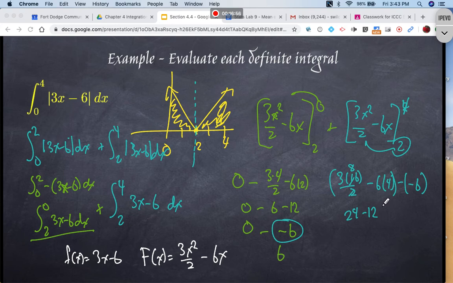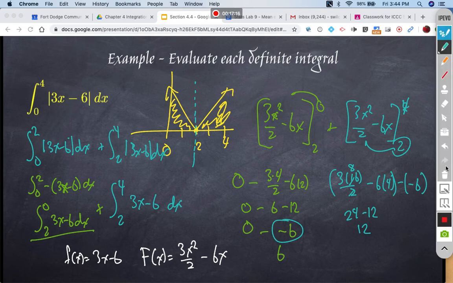Okay. I got a sign messed up on here. So that's a 12. Scratch that. I'm doing this right. Let's fix this. 24 minus 24 is 0 again, minus a negative 6. Gives me 6 again. 6 plus 6 is 12.